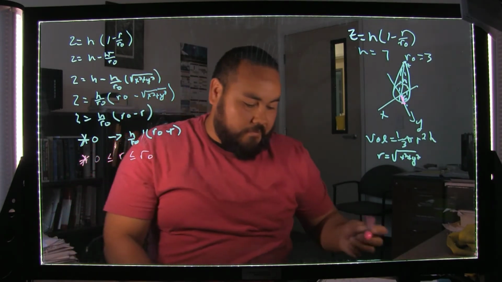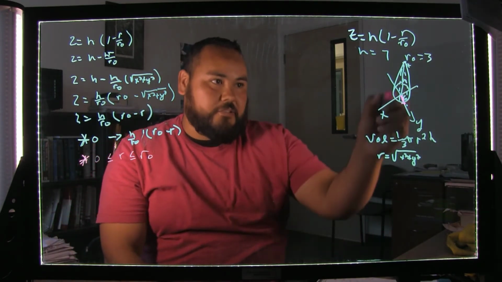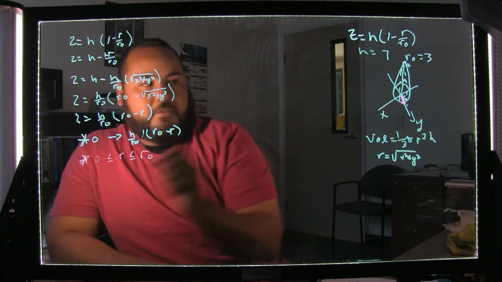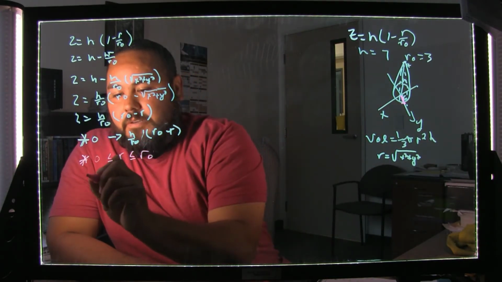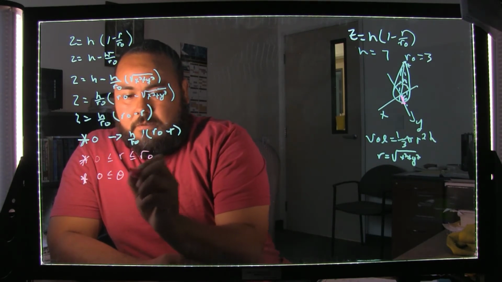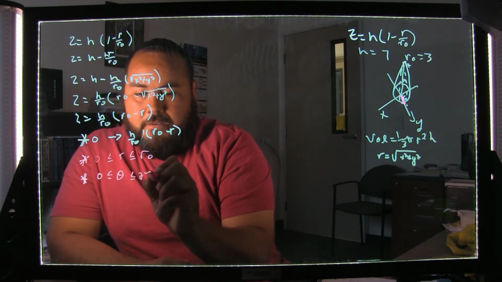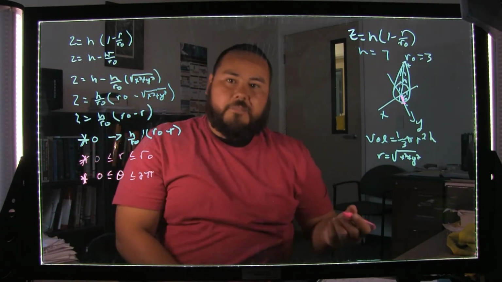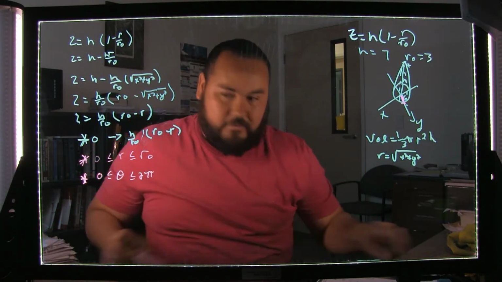And then the last boundary we need is the actual circle. We know that a circle goes 360 degrees, so our theta is going to go from 0 to 2 pi. So those are our boundaries, and now we can set up our integral in order to solve it.